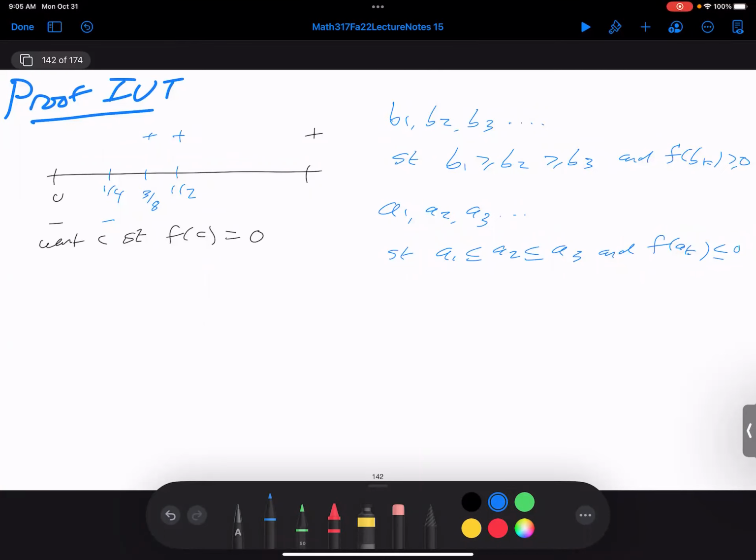So now you have two sequences. What do you know about the a's and the b's? What do you know about the limit as k goes to infinity of ak and the limit as k goes to infinity of bk? What must be true about these limits? So ak is the lower bounds, bk is the upper bounds.